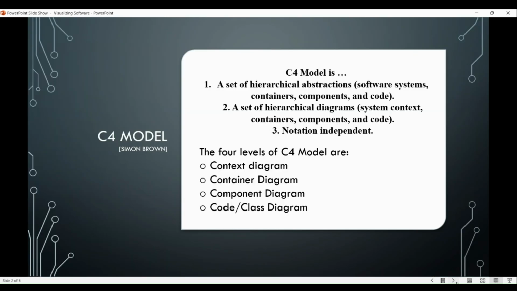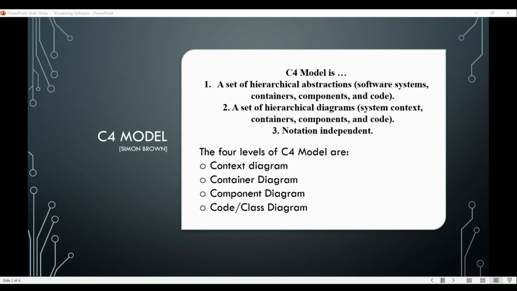So a C4 model in the words of Simon Brown is a set of hierarchical abstractions: software systems, containers, components, and code, or classes, we can say, and a set of hierarchical diagrams: system context, containers, components, and code. And the C4 model is notation independent. It does not prescribe any particular notation. You can use whatever notation you want to highlight your diagrams.